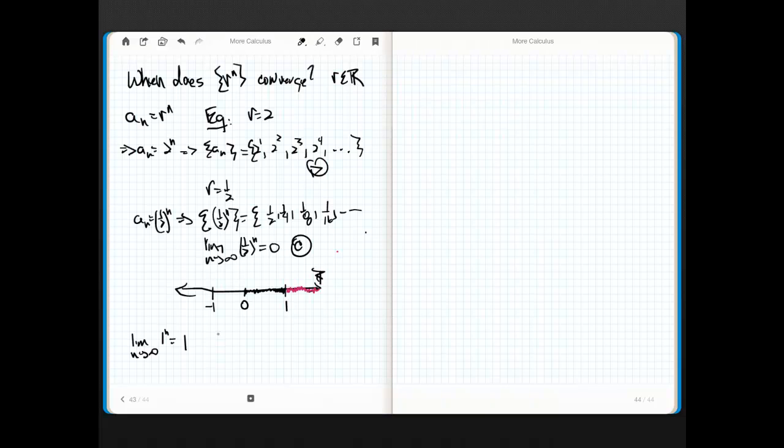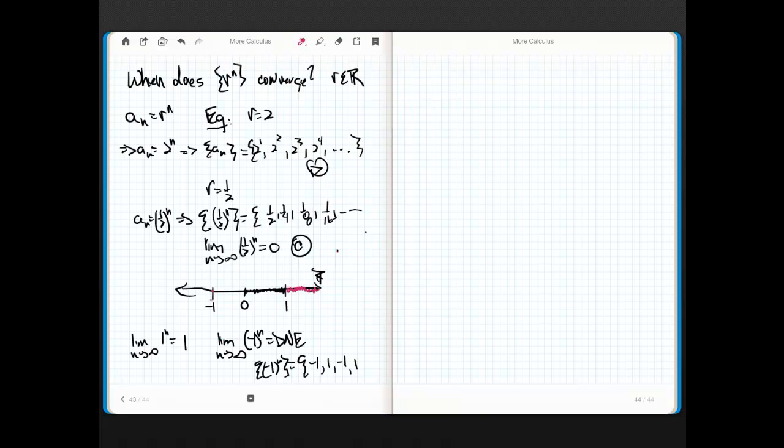Well, let's look at -1 first. If I take the limit as n goes to infinity of -1 to the n, let's look at the sequence, because that just makes my brain hurt. What's it going to be? Well, when n equals 1, it's -1. When n equals 2, it's 1. And so on, so this does not exist. So we know that -1 is not going to converge. That one's out of there, at -1.